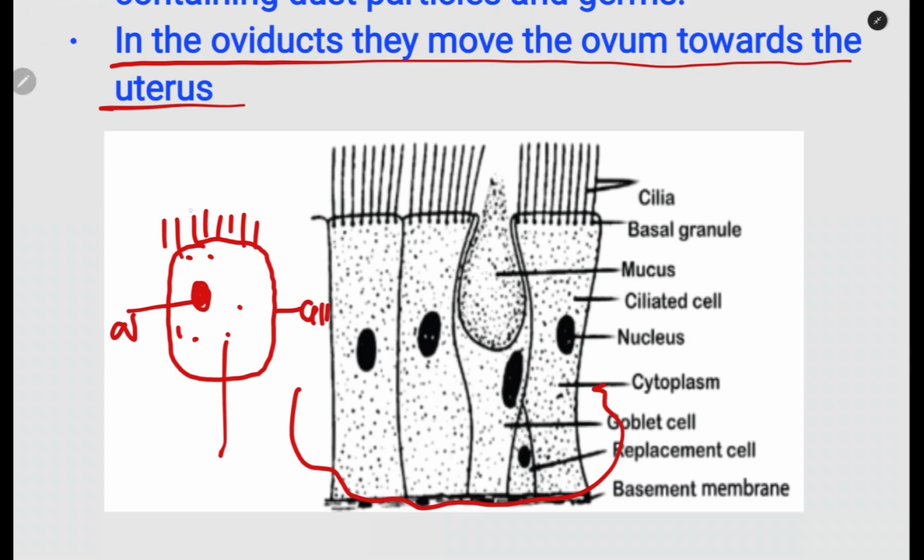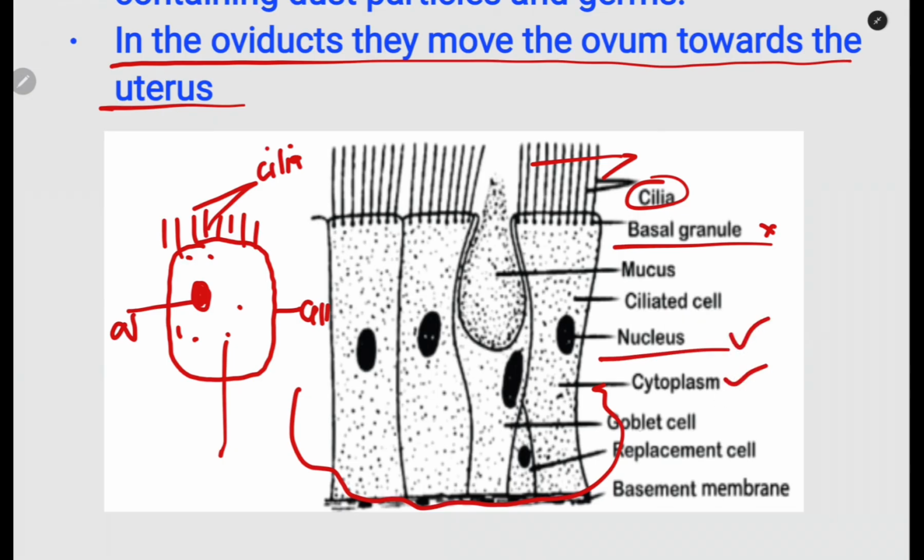And of course, we have this part here called cilia. Okay, this is what we call cilia. So as you can see from this diagram, these hair-like structures are called cilia. Then we have the base of this, which is called basal granule, but this part is not necessarily the focus at the moment. Then we have nucleus, cytoplasm, and also goblet cells. So goblet cells just produce mucus here.